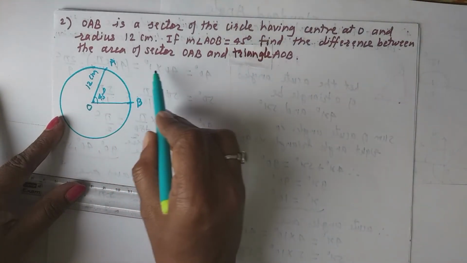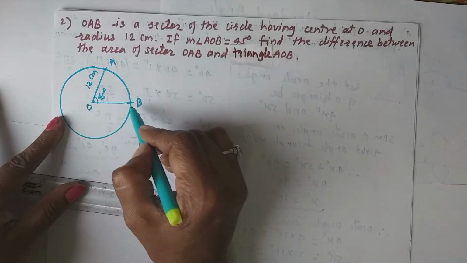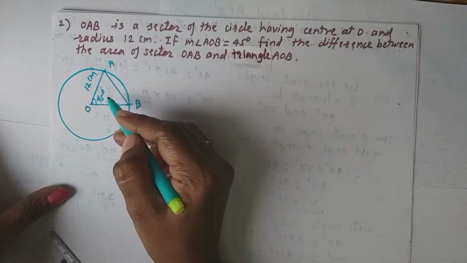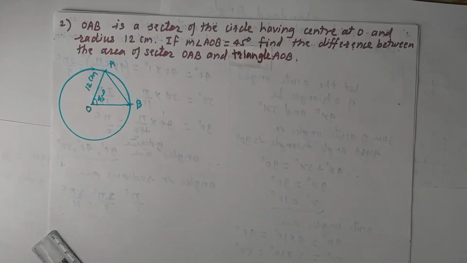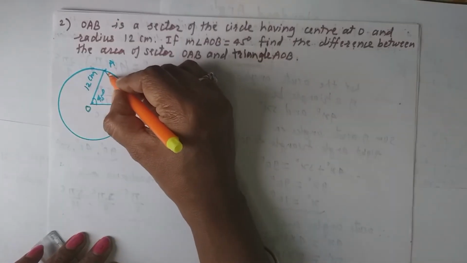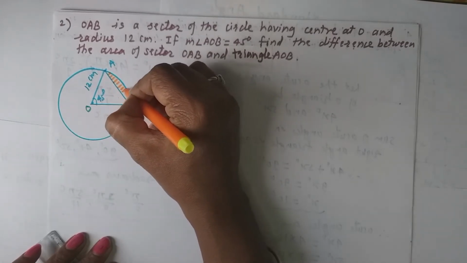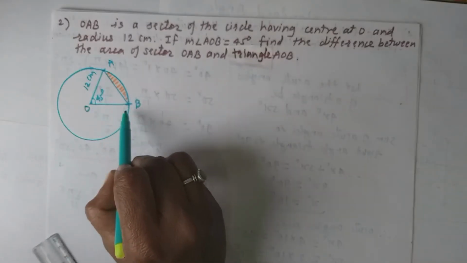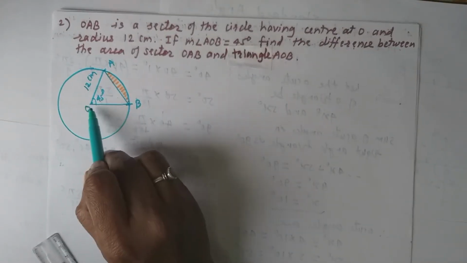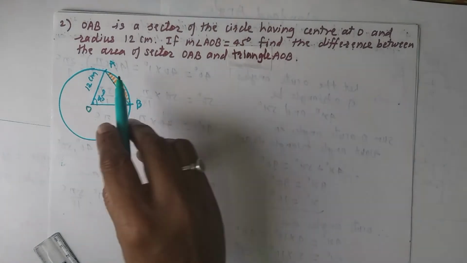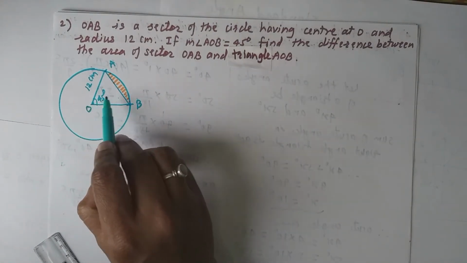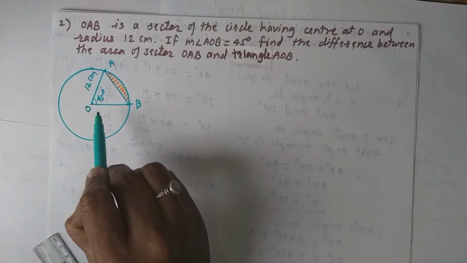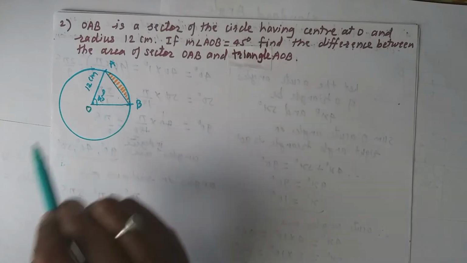Find the difference between area of sector, which means this area, and area of triangle. If I join these 2 points, I have to find the difference between area of sector and area of triangle, which means I have to find this region. I have to find this area. Okay. To find this area, I will find area of triangle and area of sector. For that, I have to find area of sector and area of triangle also.